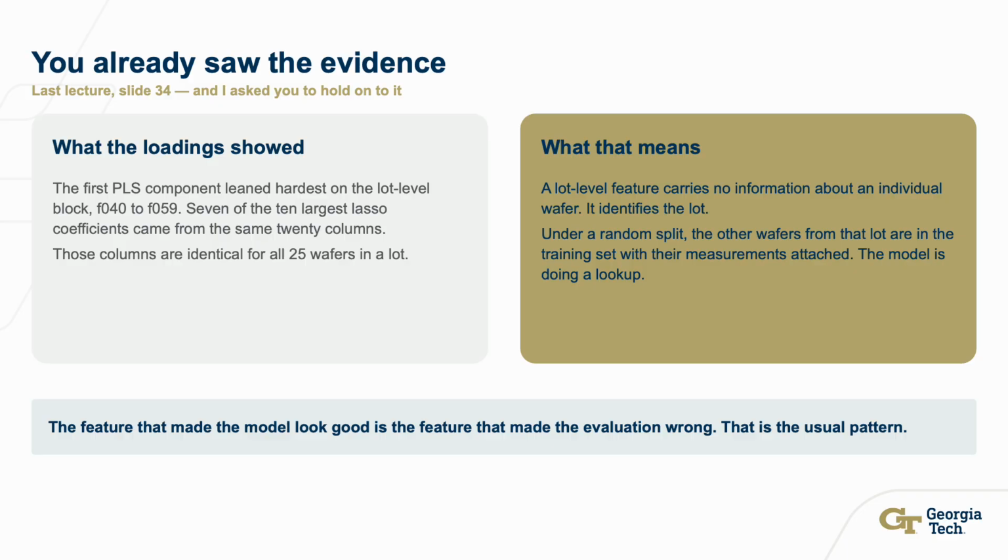Notice the shape of what happened. The features that made the model look strongest were the features that made the evaluation invalid. Those two facts have the same cause. That is the unusual pattern, and it is why the unusually good result deserves suspicion before it deserves a celebration. When something works better than you expected, find out why before you tell anyone.